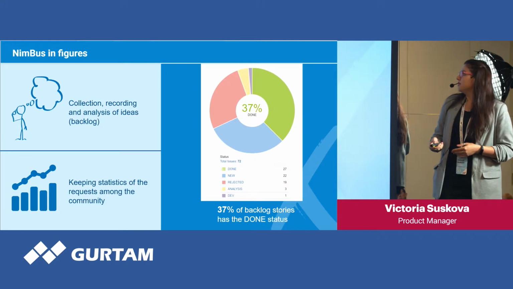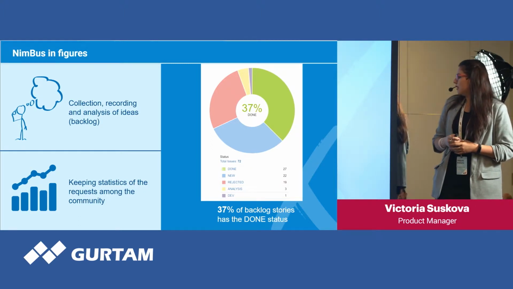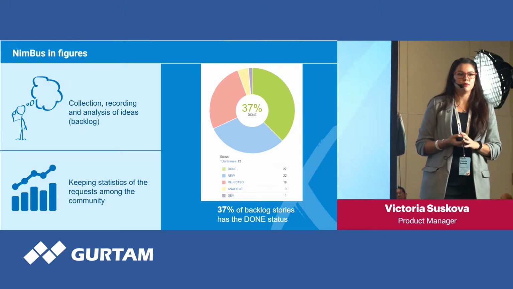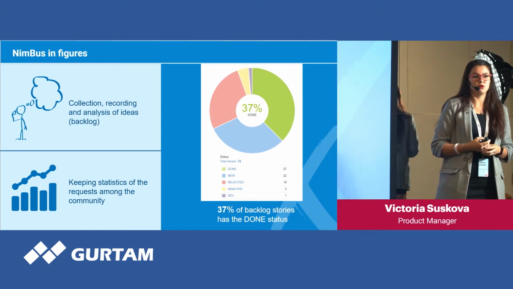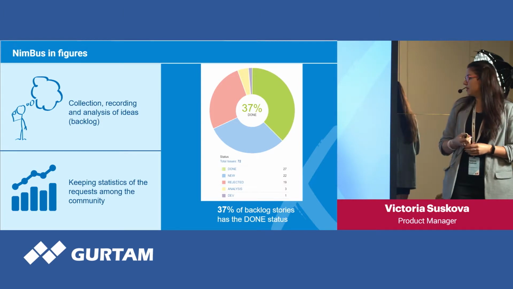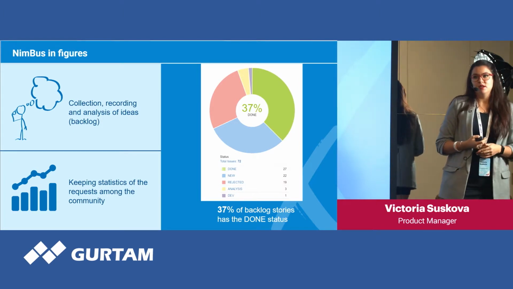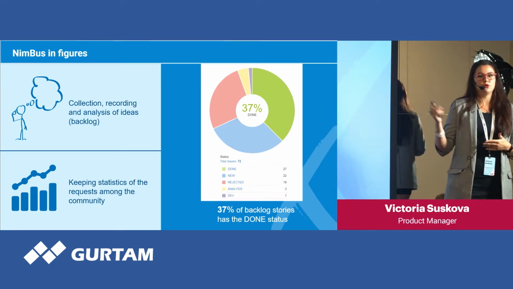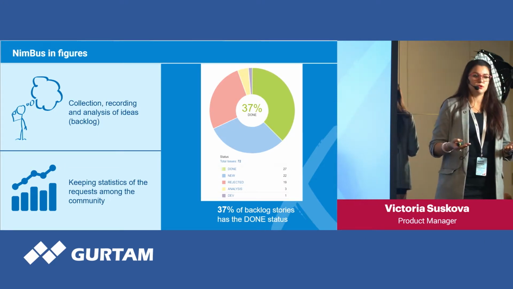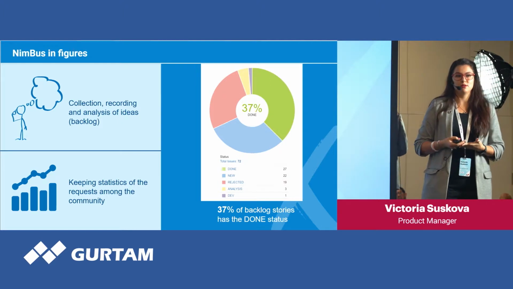So this is a screenshot of our backlog statistics, and as you can see, 37% of the backlog stories of NimBus have the done status. So let me remind you that all of the stories come directly from you. So we're working on your requests constantly.